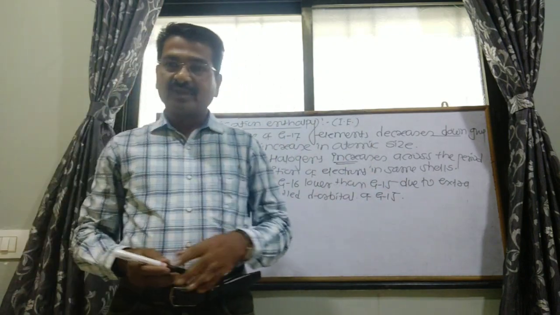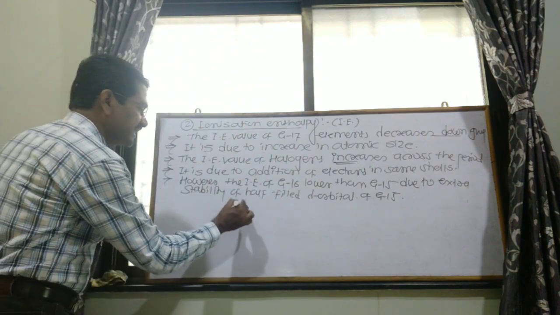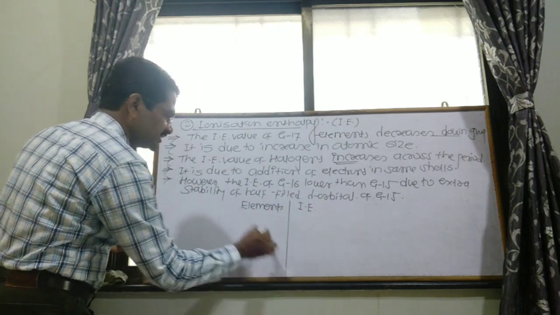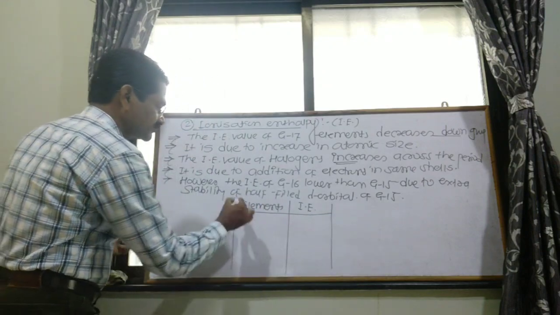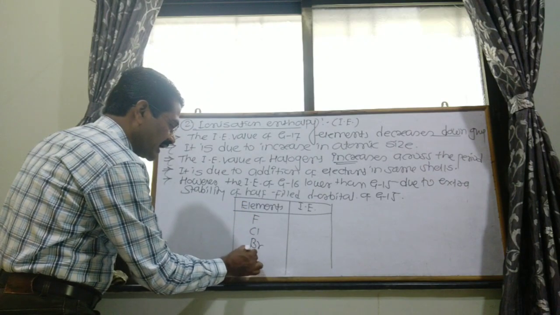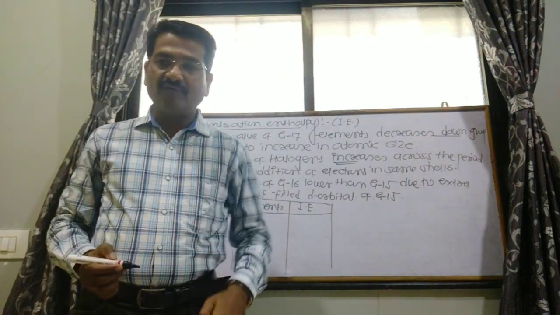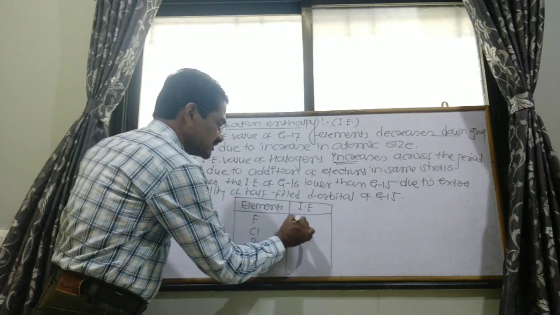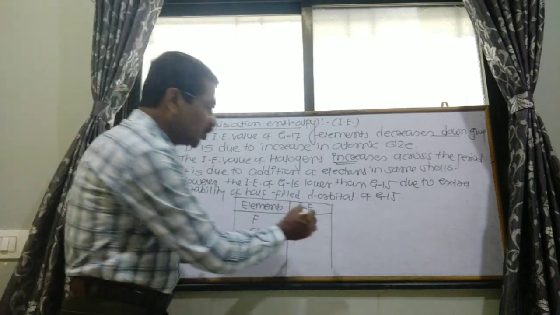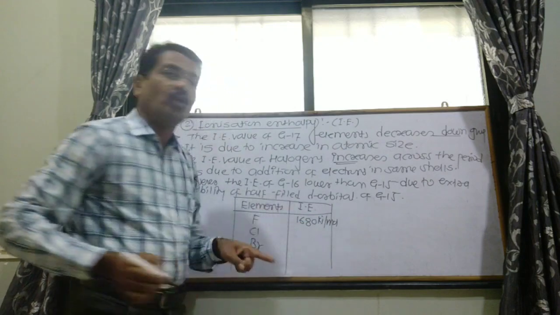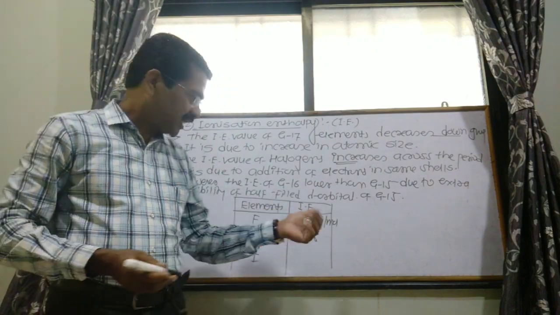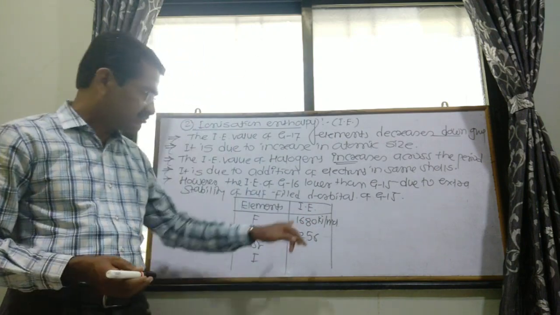So this is ionization enthalpy, but the actual values of ionization enthalpies of these elements, see here in the table, elements and IE values. First element, that is fluorine, chlorine, bromine, iodine. The ionization enthalpy of fluorine is 1680 kilojoule per mole. Then chlorine, 1256. The ionization enthalpy of chlorine is 1256, not more than fluorine.